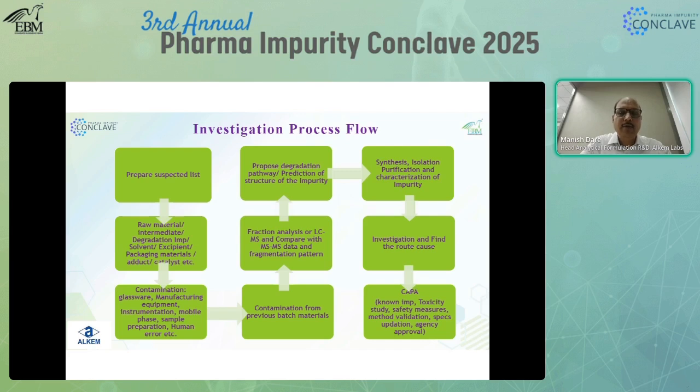That mass is going to help us identify the probable root cause for this particular impurity. And if we come to know the probable structure or prediction, that will help us evaluate this impurity: whether it is an organic impurity, an inorganic impurity, or a nitrosamine impurity, which category it falls under.